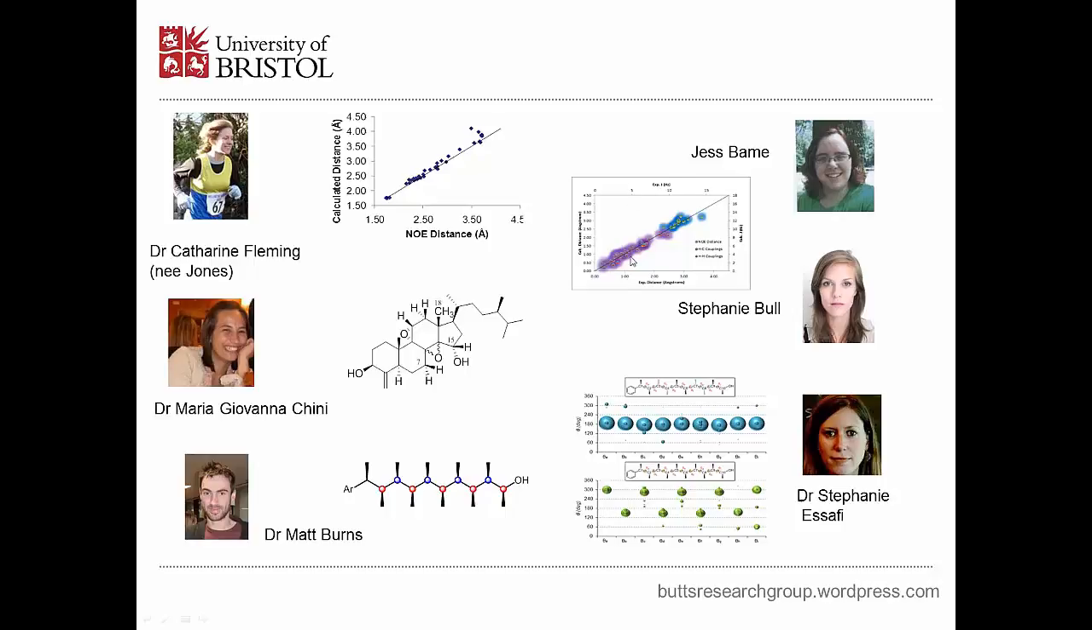And then the plots that came out of that, the NMR analysis of those homologated alkanes and the comparison to 10,000 odd conformers was done by Jess Baum and Stephanie Bull in our group, and the actual computational side and certainly the high-level calculations that we needed in order to really show that we were doing the right things came from Stephanie Asafi with our computational collaborators in chemistry in Bristol.